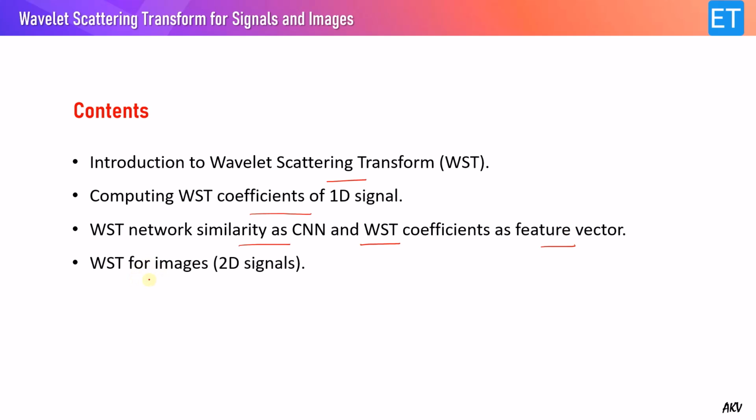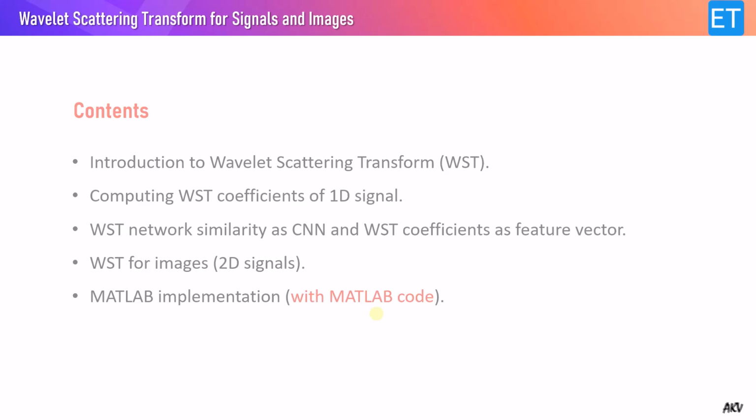Then I will talk about the Wavelet scattering transform for two-dimensional signals, images, and in the last I will talk about the implementation in MATLAB for Wavelet scattering transform for both 1D and 2D signals. And I will explain the MATLAB code also. So let me go ahead.